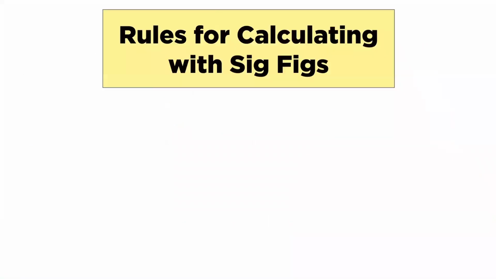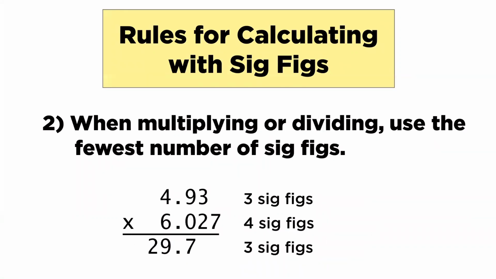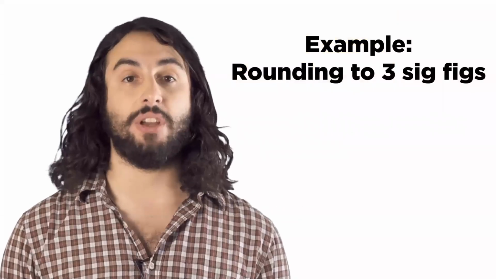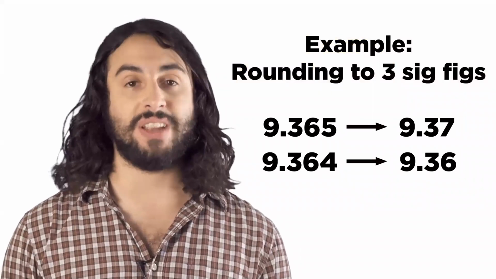When we do calculations, we have to pay attention to the number of SigFigs. If we are adding or subtracting, our answer will have as many decimal places as the value with the least number of decimal places. If we are multiplying or dividing, our answer will have as many SigFigs as the value with the least number of SigFigs. Whatever our answer is, we will have to round up or down at the appropriate digit. 5 or higher means round up. 4 or below means round down.